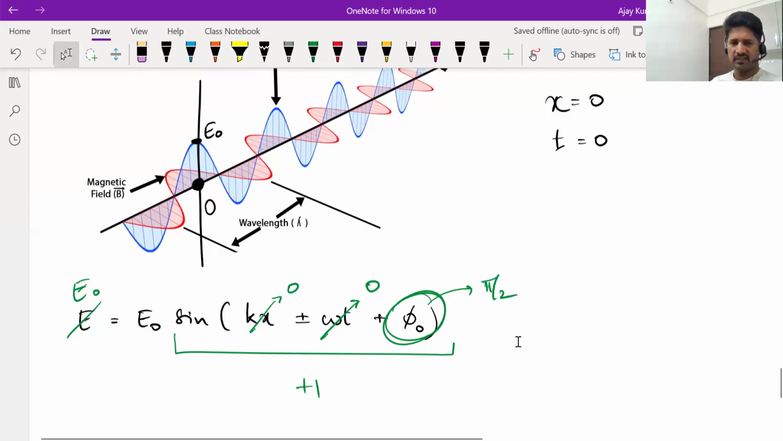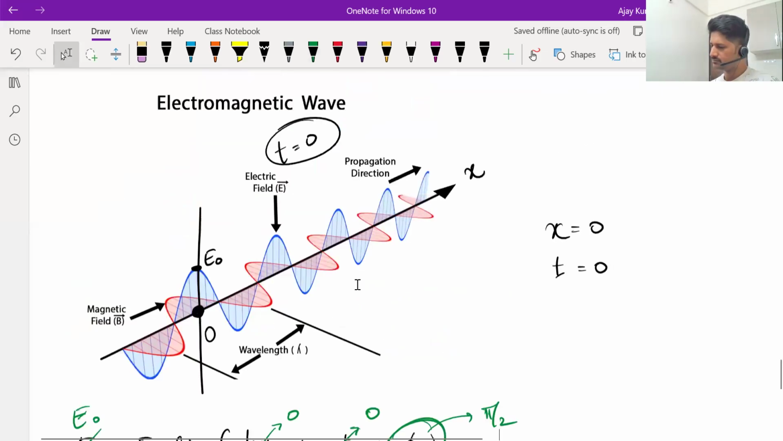You can do the same with magnetic field also. If you know the magnetic field strength at a particular position at a particular time, substitute that, you can find out the phase constant. So if you know something at one instant, you should know everything about the wave, then you can tell how much is its phase constant, otherwise you can't.